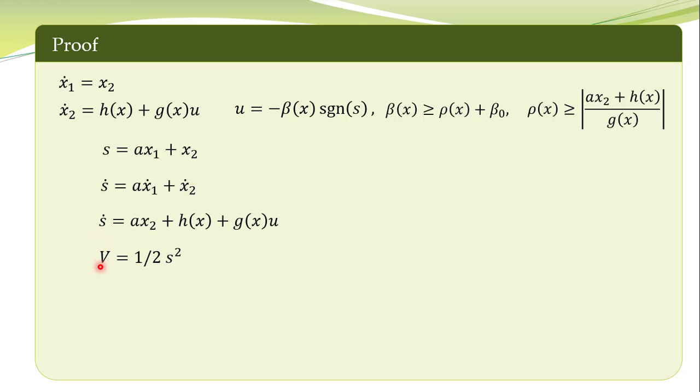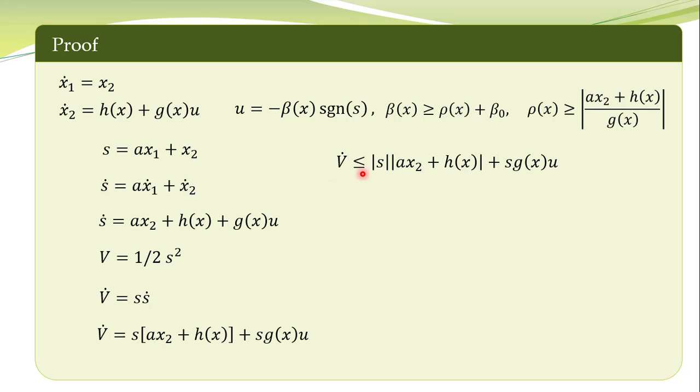We define a candidate Lyapunov function, and the simplest choice for the candidate Lyapunov function is the quadratic Lyapunov function, half s square, and we compute the derivative of this along system trajectories. V dot, the time derivative of this function V, is equal to s into s dot, and s dot is given over here. We substitute. We have substituted this over here and split the expression into two terms.